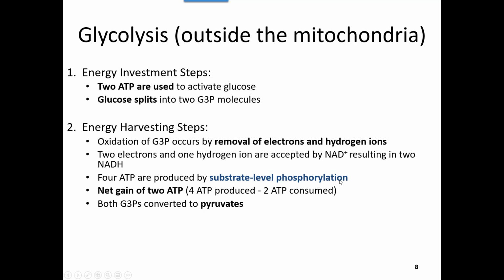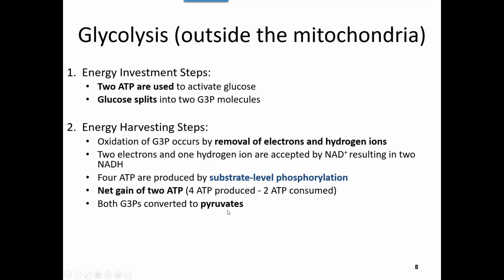And so by the end of glycolysis, we've made a net of 2 ATP. So we made 4 ATP, but it took us 2 ATP at the beginning. So we made 4, but we used 2. So we've really only made or generated a total of 2 usable ATP. And those G3Ps that we made at the end of that energy investment step turn into a molecule called pyruvates.